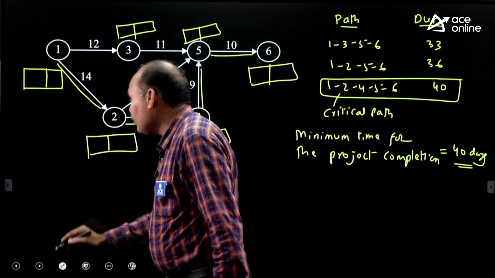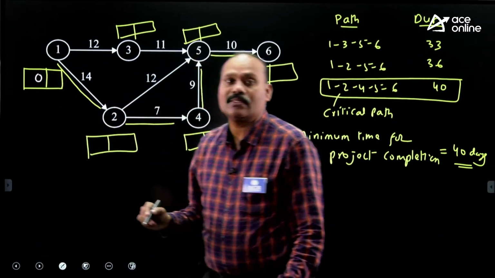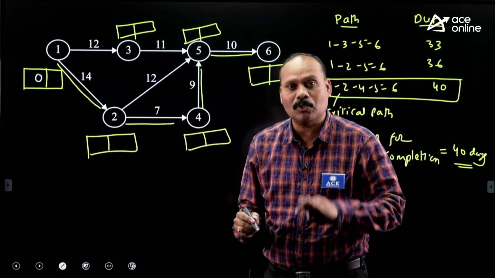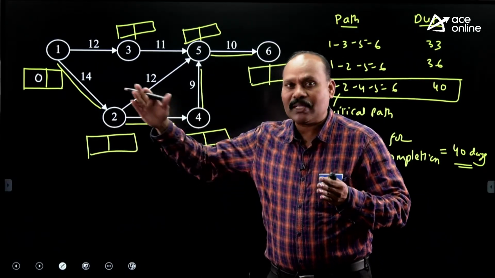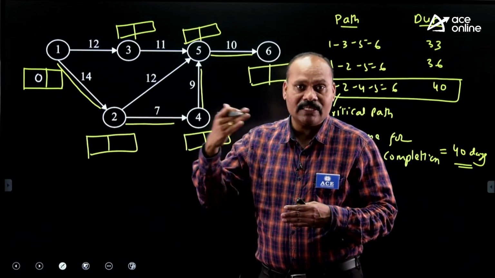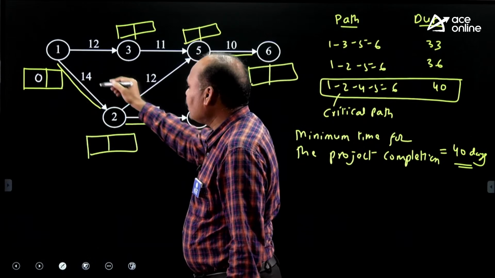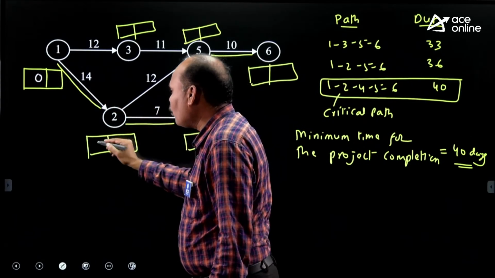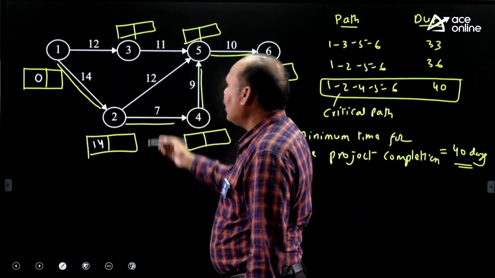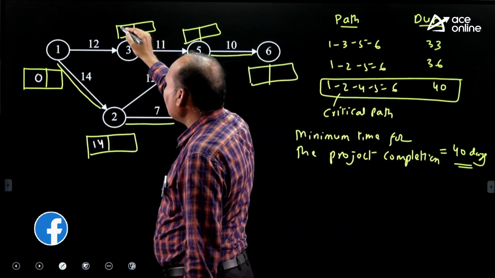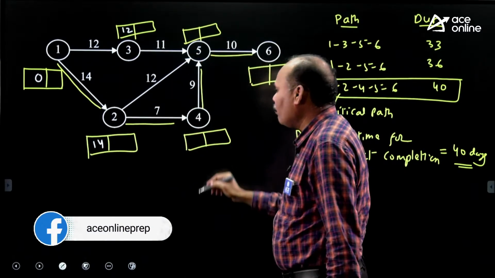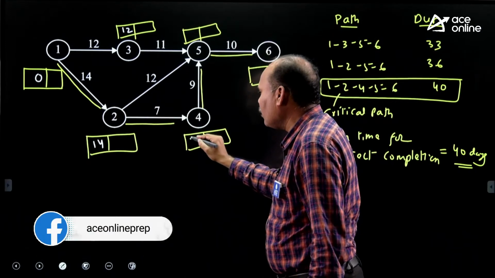Just let us begin with 0. Earliest occurrence time of the first event is equal to 0. The forward pass technique is used for finding the earliest values of the remaining events. So start with 0. Next event is the second event. So 0 plus 14, 14. Next, third event, 0 plus 12, 12. Coming to the fourth event, 14 plus 7, 21.